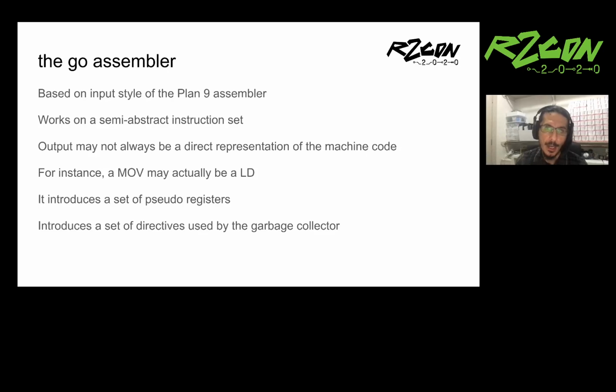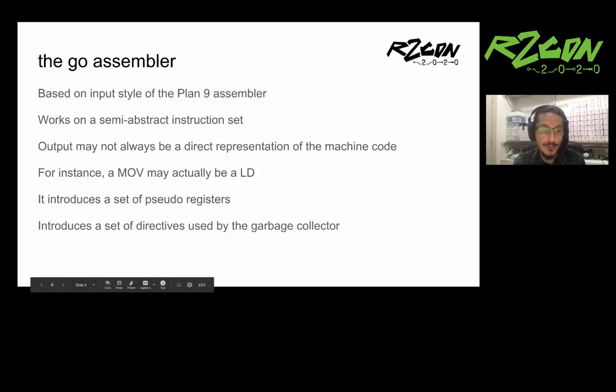So first of all, let's learn about the Go assembler. The Go assembler is based on the input style of the Plan 9 assembler. So it works on a semi-abstract instruction set. Now, what that means is that the output that you see in tools and using the internal Go tools might not always be a direct representation of the machine code. For instance, you might see a move instruction, which might actually be a load instruction, right?